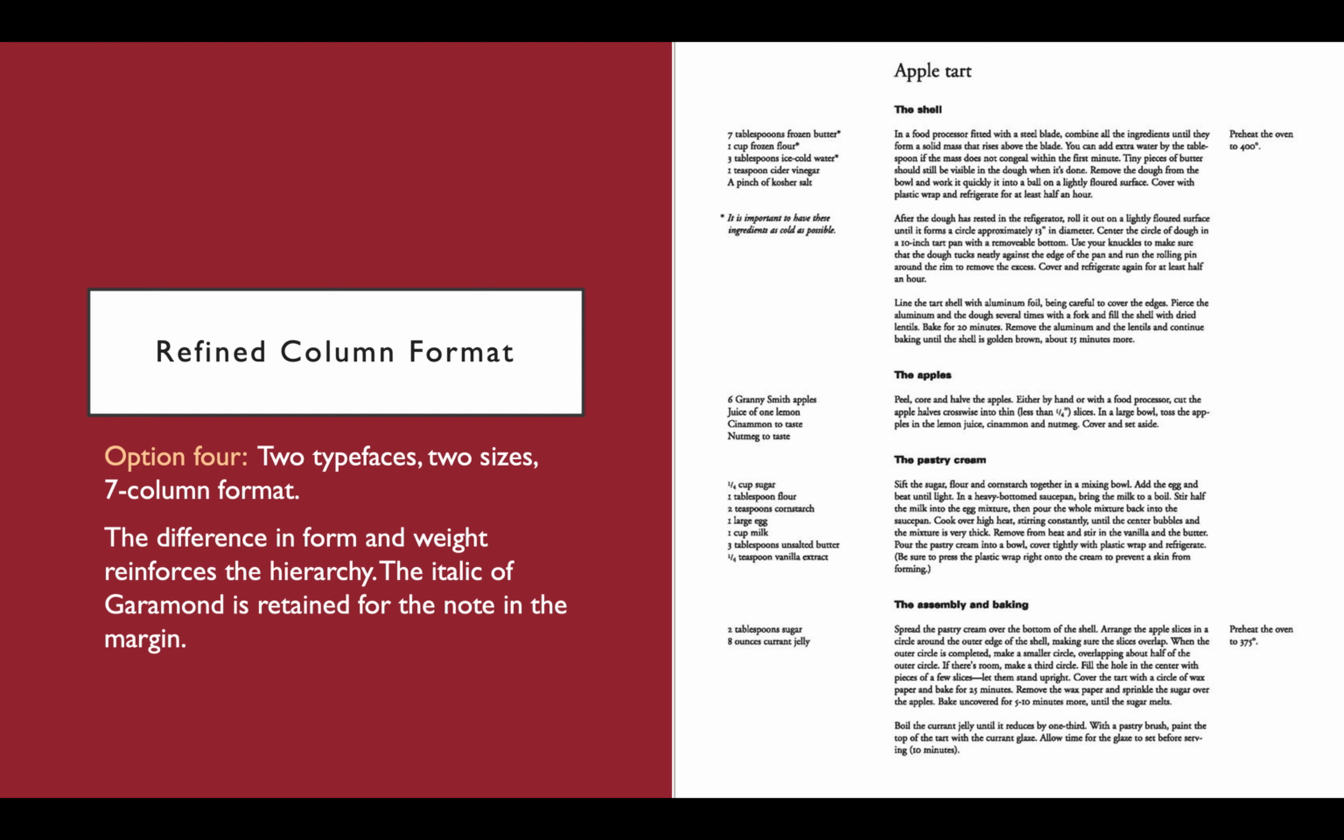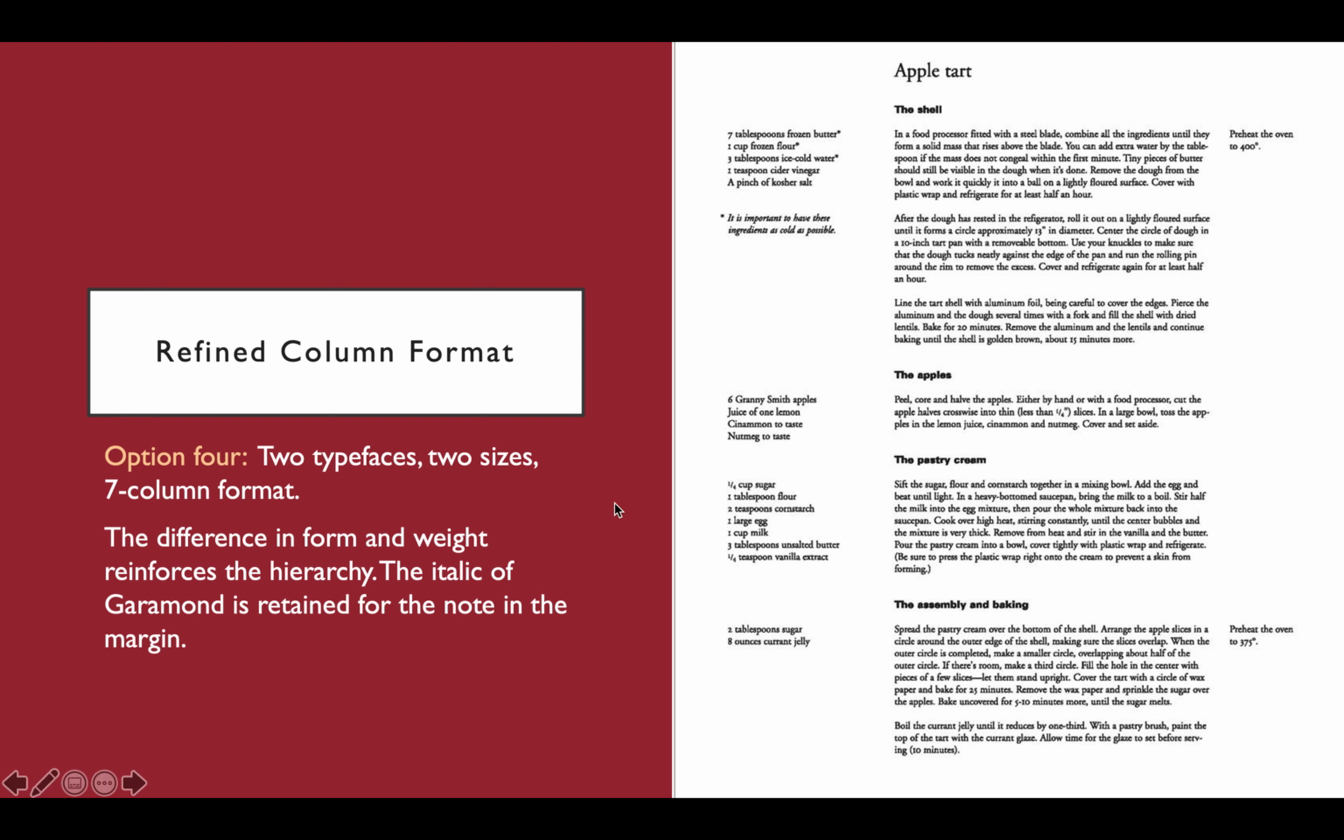So he's changed the font to make those a sans serif while the rest is serif, and he's made them bold. So here we've got form and weight reinforcing the hierarchy of header, subhead, content. And we do still have the italic for the note in the margin there, which again is a single signifier to let people know this is important.